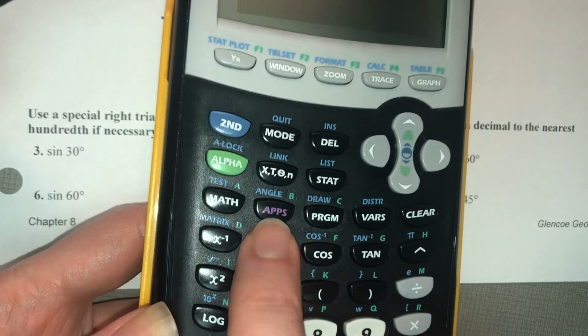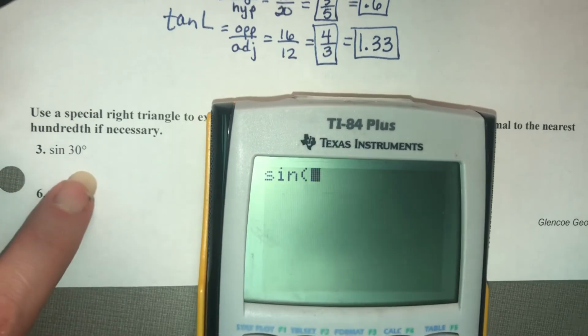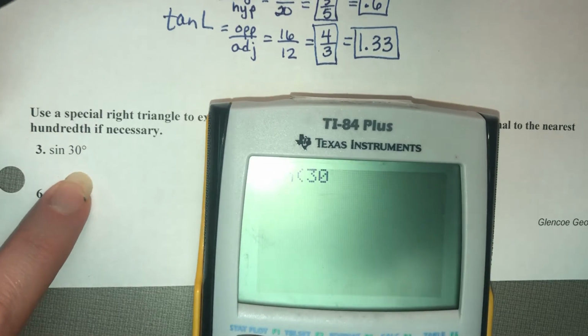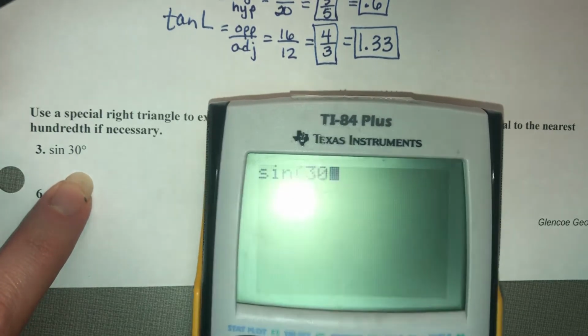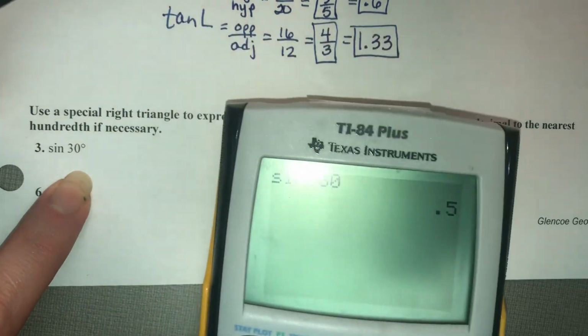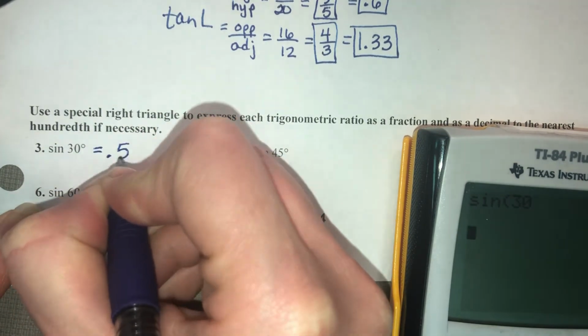So we're going to hit sine, which makes this pop up on your screen with the little open parentheses. And we're going to type 30. You can close the parentheses, or you don't have to close the parentheses. It will give you the same thing either way. But you're going to press enter. And this gives you the answer of 0.5, which is the answer that we want for this problem.